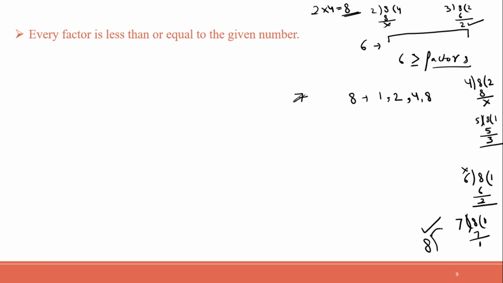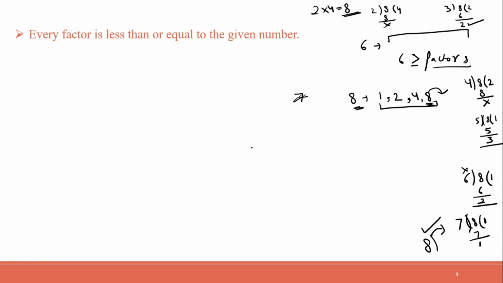Now we will not check for more than 8 because we have reached the number itself. So if we are not checking more than 8, how can a factor be more than this 8? So we can say that factors of a number can either be smaller than this 8 or can be equal to this 8. That means this 1, 2 and 4 are smaller than 8 and this 8 is equal to 8.